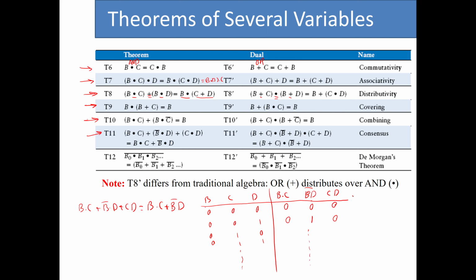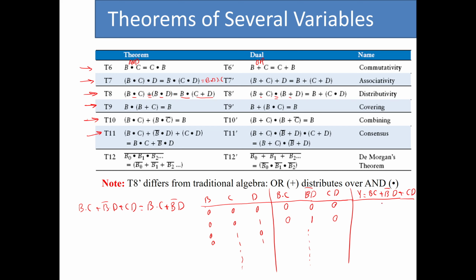And then the final result, Y, is basically the OR of all these terms. So BC plus B bar D plus CD. So this will be for the left hand side.